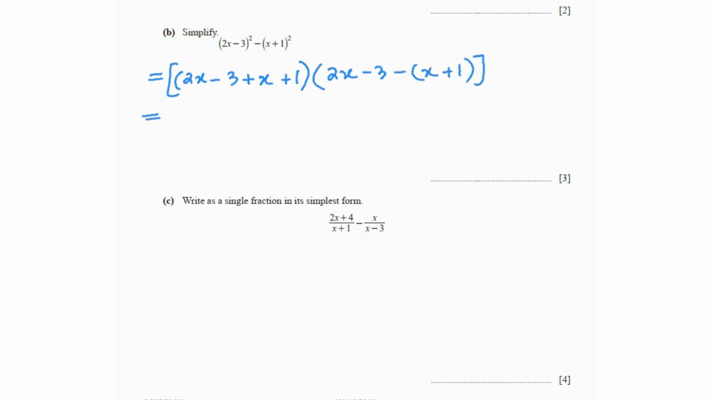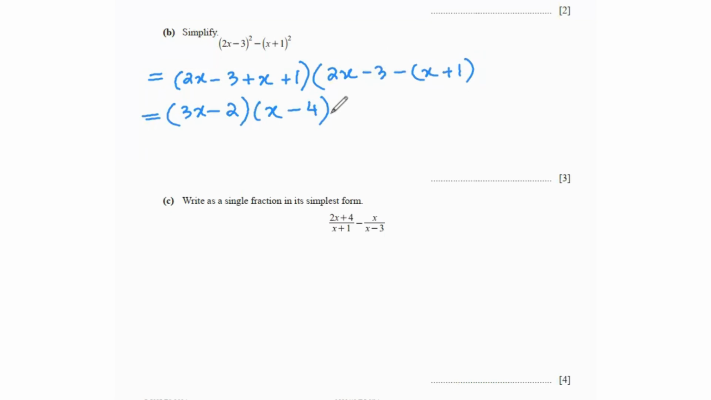So we don't even need these brackets. That's going to be 2x plus x is 3x, minus 3 plus 1 is minus 2. 2x minus x is x, minus 3 minus 1 is minus 4. So this is your fully simplified answer.